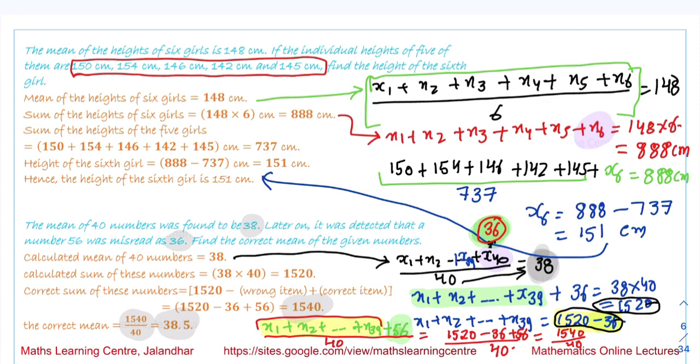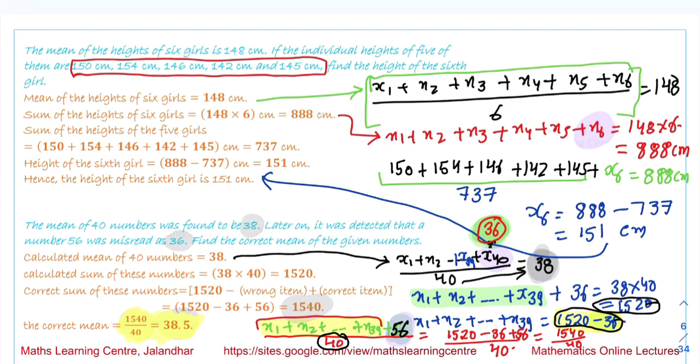Now the actual number is 56. We have added this 56 and calculated the new mean, and hence we have obtained that the corrected mean is 1540 over 40, that is equal to 38.5.